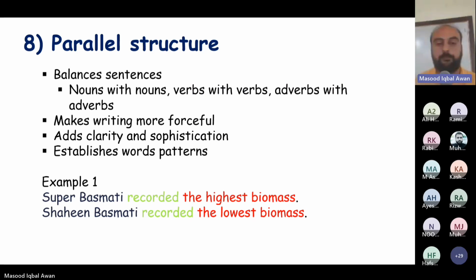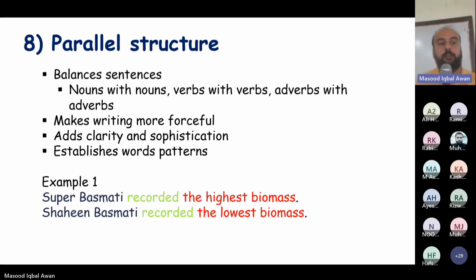For example, if I write, Super Basmati recorded the highest biomass, whereas lowest above ground biological yield was obtained in case of Shaheen Basmati, this is difficult for the reader to follow. Instead, if I write, Super Basmati recorded the highest biomass, Shaheen Basmati recorded the lowest biomass, there is repetition of words, but these two sentences are more balanced. So in this technique of parallel structure, we try to balance sentences. And in balancing, we balance nouns with nouns, verbs with verbs, adverbs with adverbs, adjectives with adjectives, etc.